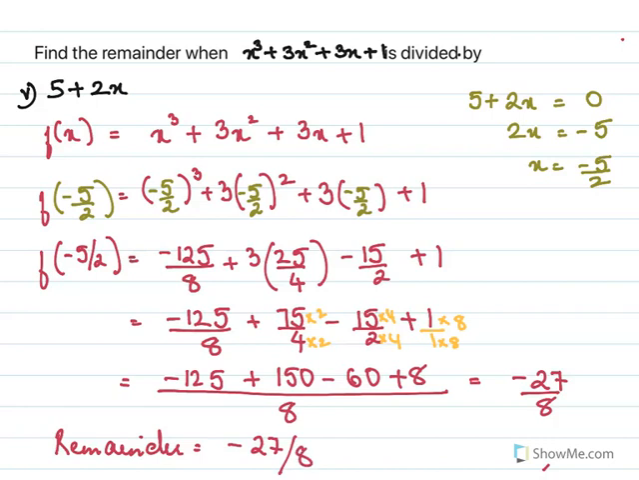Don't forget to write your statement. Before this, you've got to write the statement by remainder theorem: f of minus 5 by 2 equal to remainder.